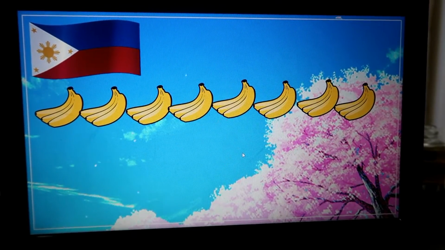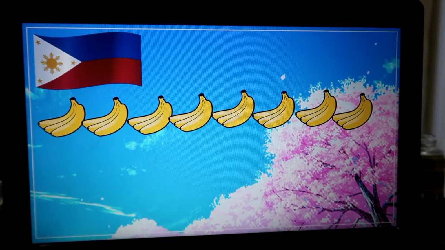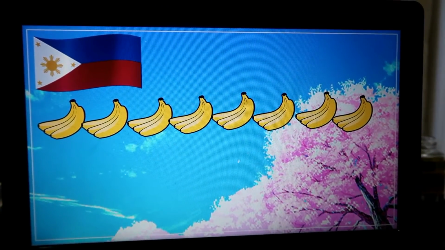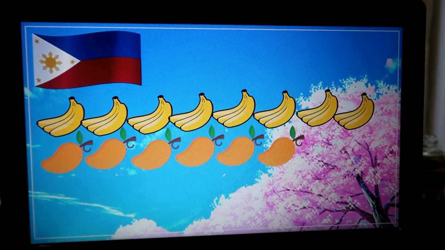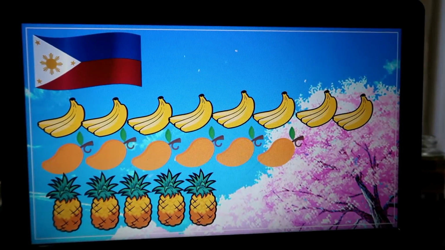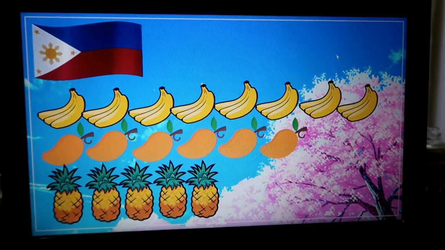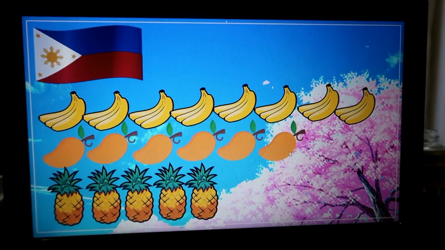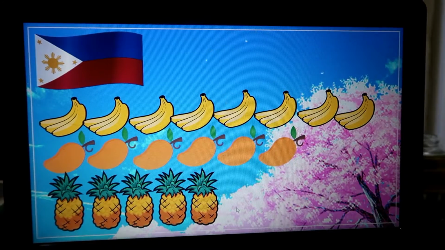Philippines. In the Philippines, we have, what's this? Bananas. Very good. Bananas. Mangoes. I like mangoes. Pineapples. I like pineapples. Bananas, mangoes, pineapples. Yummy.